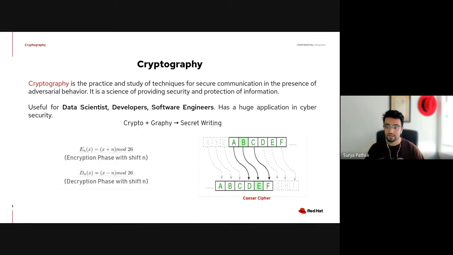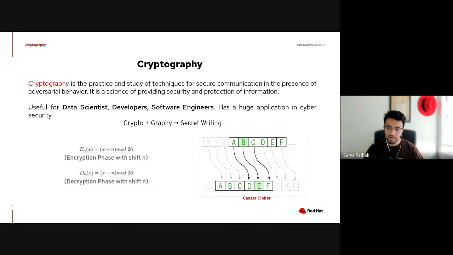Cryptography, as the word says, means secret writing. It's an art, or an idea, of obfuscating a word or phrase or sentence which you want to be secret and which you want to be readable by a particular person only.